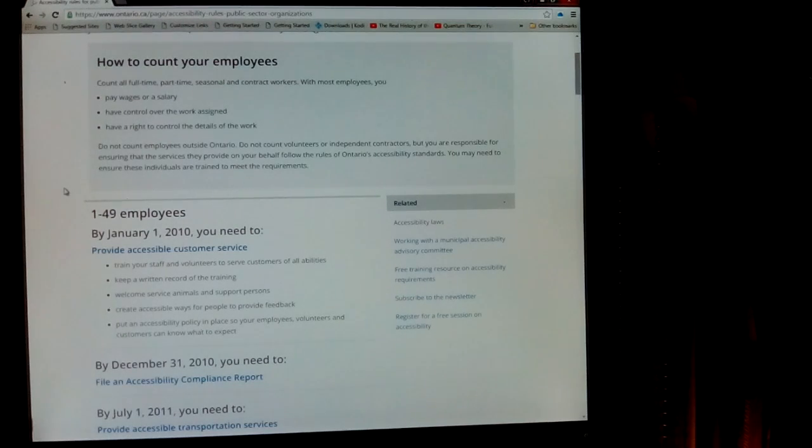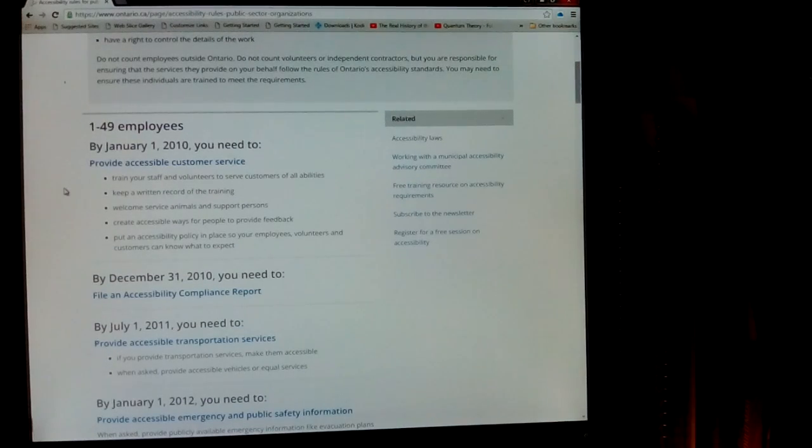How to count your employees. Count all full-time, part-time, seasonal, and contract workers. With most employees, you pay wages or a salary, have control over the work assigned, or have a right to control the details of the work. Do not count employees outside Ontario. Do not count volunteers or independent contractors, but you are responsible for ensuring that the services they provide on your behalf follow the rules of Ontario's accessibility standards. You may need to ensure these individuals are trained to meet the requirements.